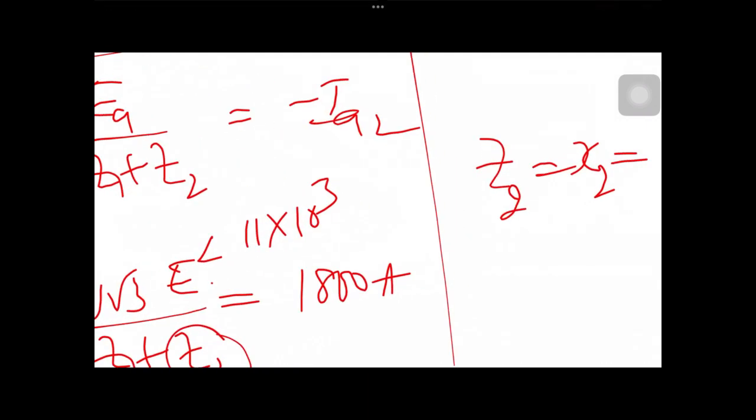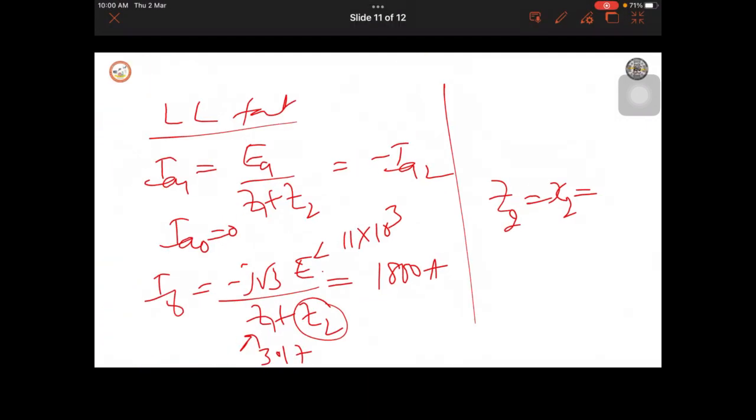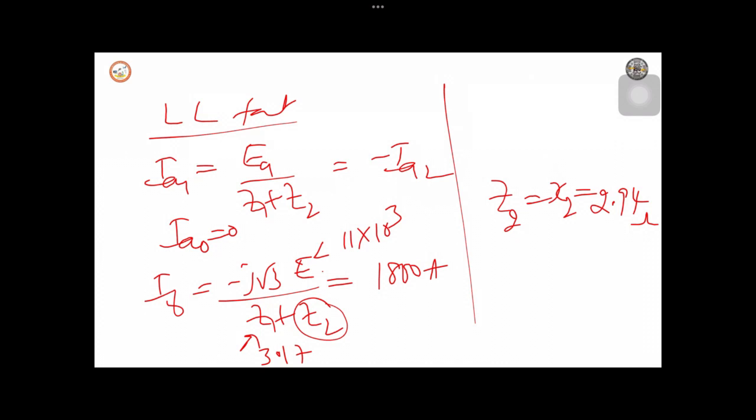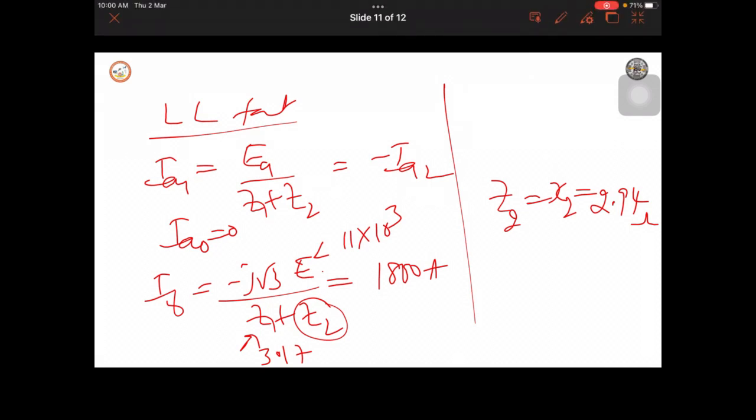Sorry, if you simplify further, you will get x2 as 2.94 ohms. So next we will consider one more fault, that is the double line to ground fault. We will consider the double line to ground fault.